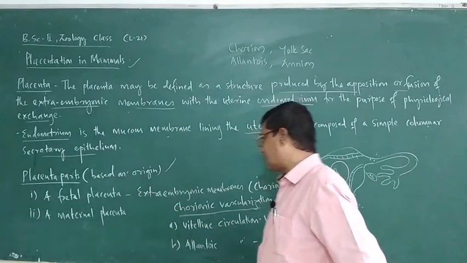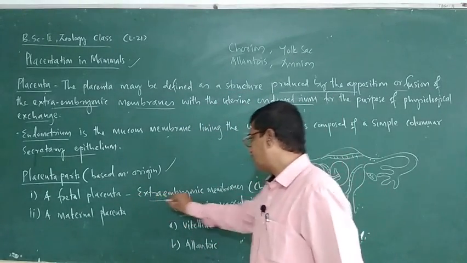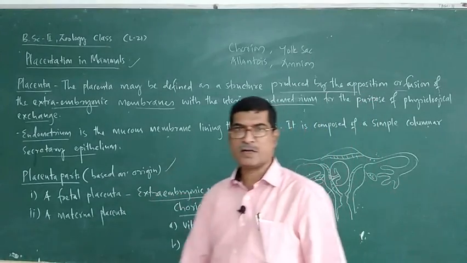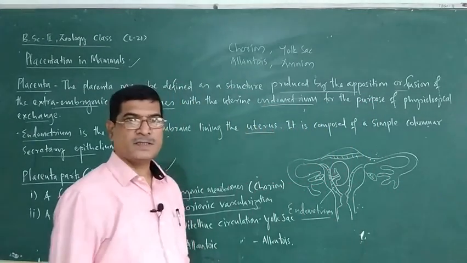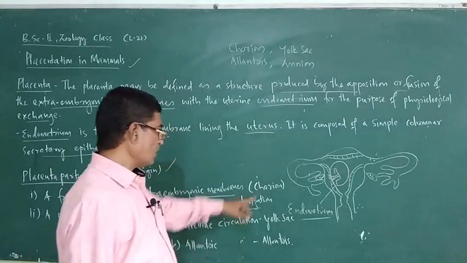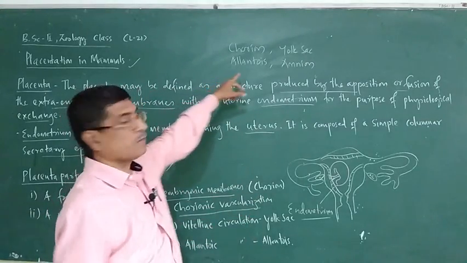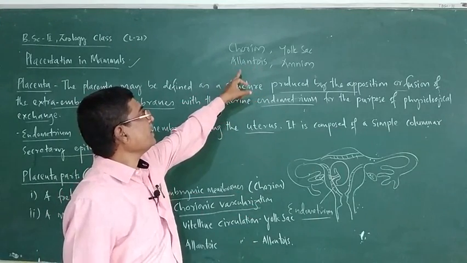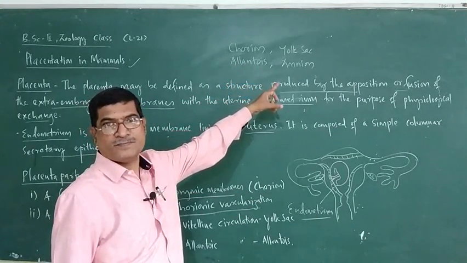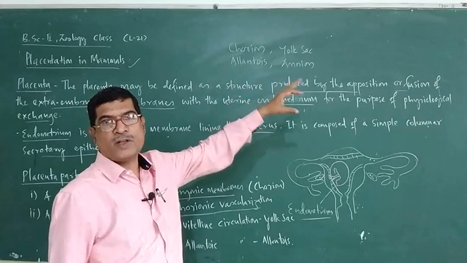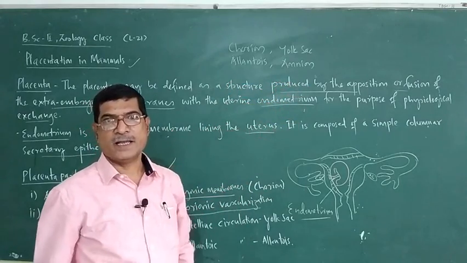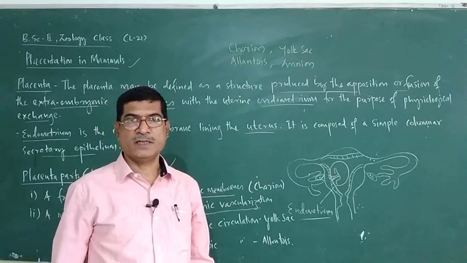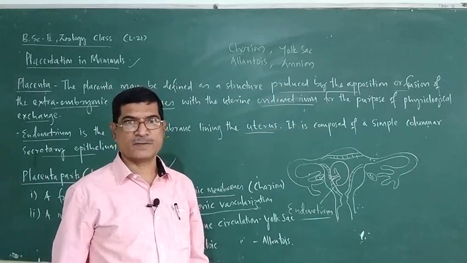So fetal placenta is produced by extraembryonic membranes, mainly chorion. The major component of this fetal placenta is chorion. I told you there are 4 extraembryonic membranes: chorion, yolk sac, allantois, amnion. Chorion is the outermost extraembryonic membrane which comes in contact with the surface of the uterus.